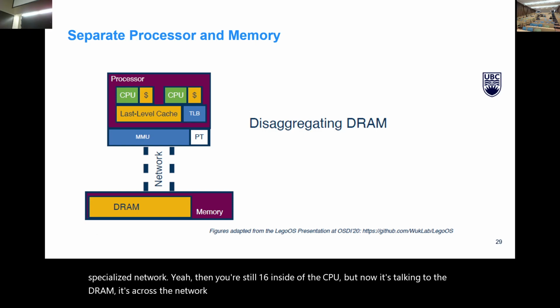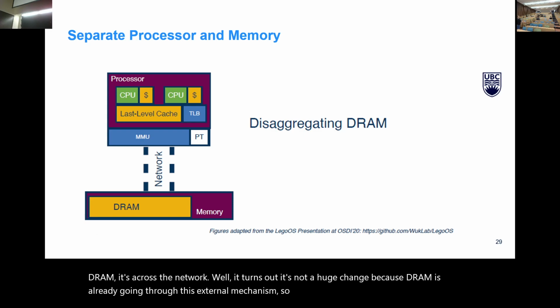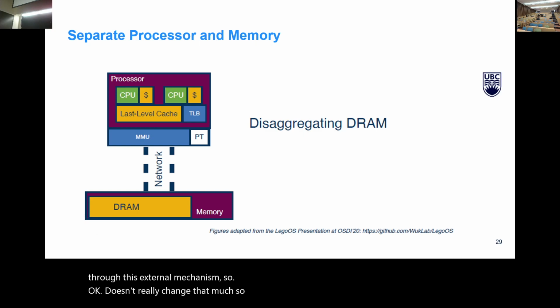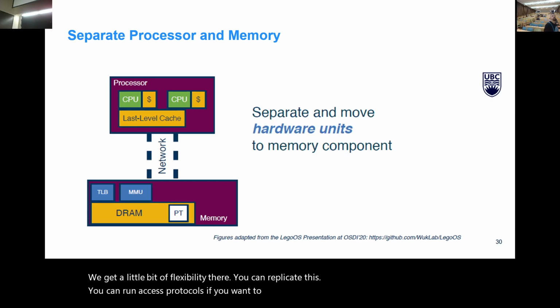Well, it turns out that's not a huge change because DRAM is already going through this external mechanism. So putting your memory on CXL, which is now the big rage in this space, CXL didn't exist in 2020. Okay, doesn't really change things that much. But maybe we get a little bit of flexibility there. You could replicate this. You can run a Paxos protocol over this if you want.